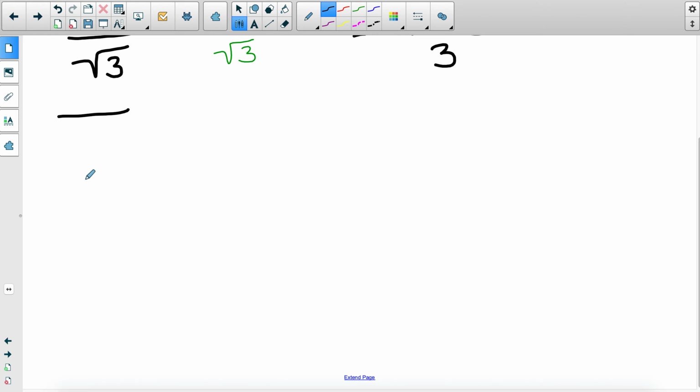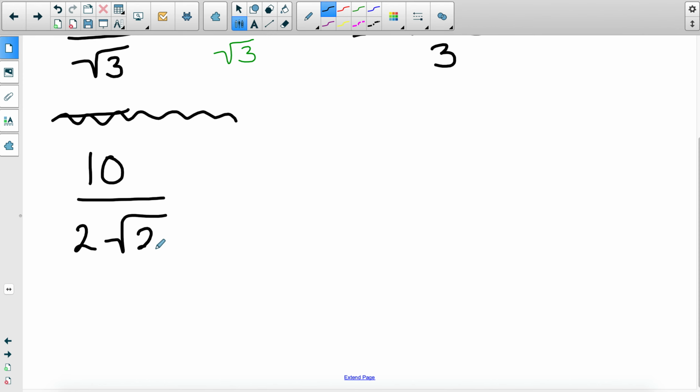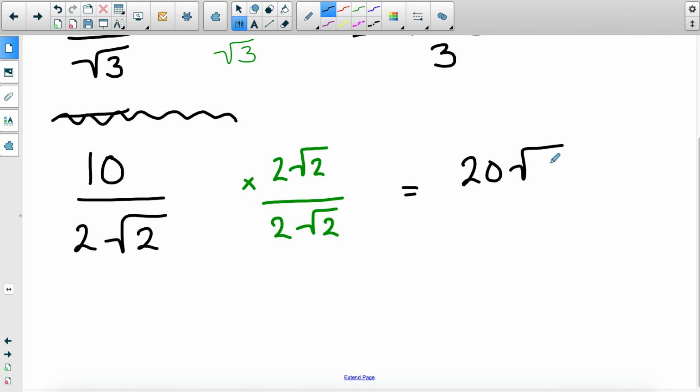Let's say you had 10 over 2 square root of 2. Well, in this case, I'm going to take exactly that 2 square root of 2 and I'm going to multiply top and bottom by that. And so the numerator is going to be 20 square root of 2 and the denominator will be, well, 2 times 2 will be 4, and then the square root of 2 times the square root of 2 will be 2.